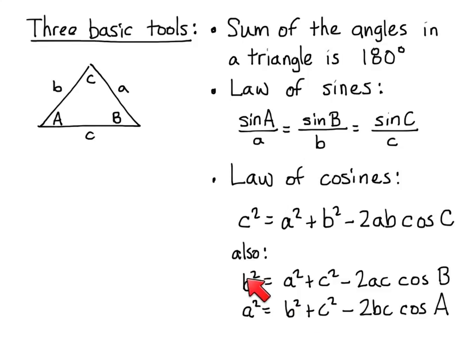So if you want to know b squared, well, it's the other two sides squared minus 2 times those other two sides times the cosine of B. So these two, even though they're a little bit different, are in the same form, and it's just a symmetry thing, or the fact that we've arbitrarily labeled these. So it works for any side. You just have to make sure that you're using the other two sides and the angle that's opposite of the side that you're solving for.